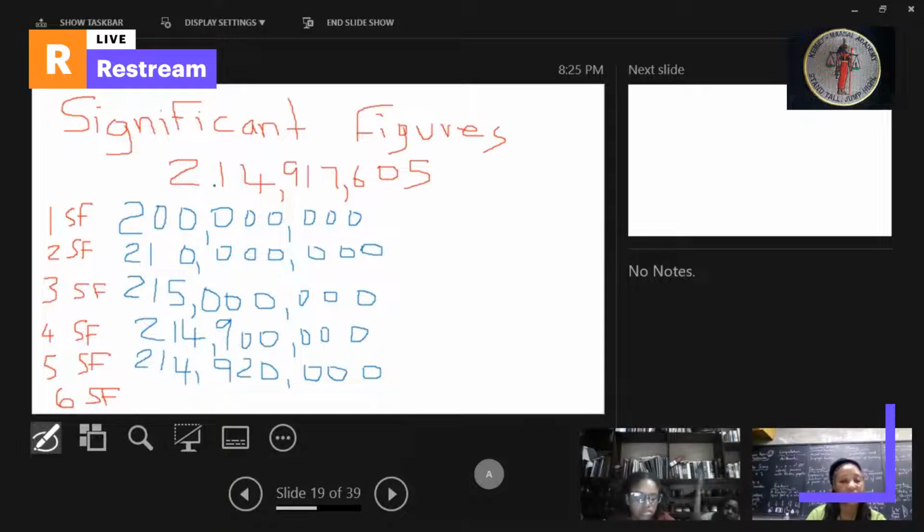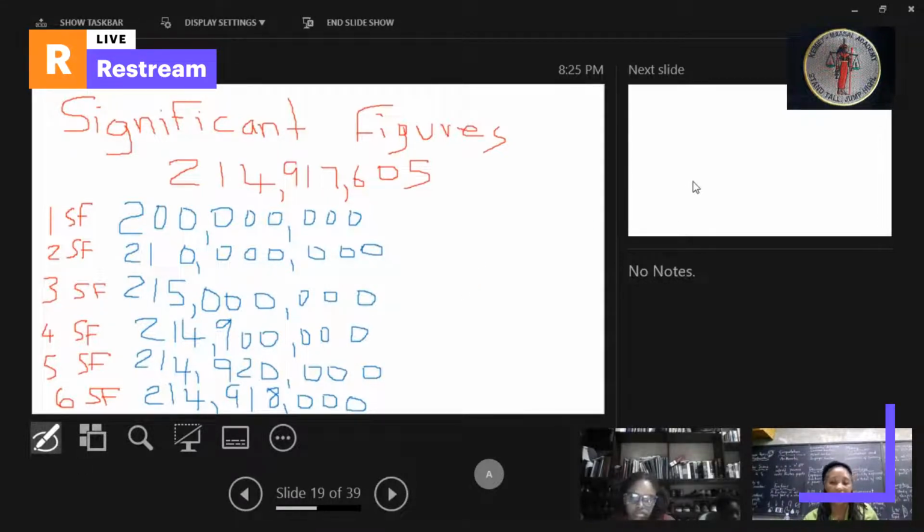6 significant figures, 1, 2, 3, 4, 5, 6. And here we have 6, which is bigger than 5. We're going to add 1 to the 7. So we would have 2, 1, 4, 9, 1, 8, and then all else is 0. Okay, so that's it for significant figures.